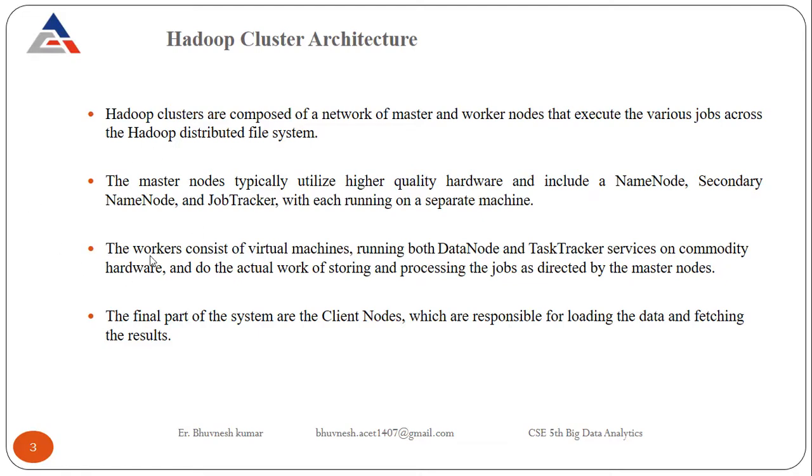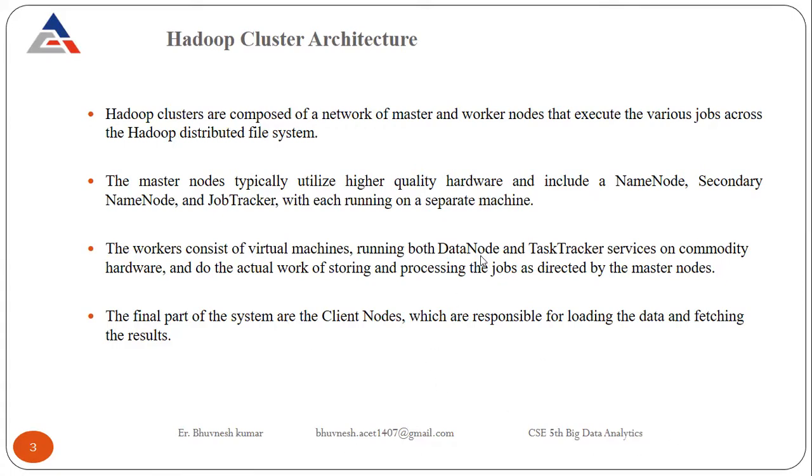Next point, the worker consists of virtual machines running both data node and task tracker, and here worker nodes are your slave nodes. They consist of virtual machines, meaning their system has a virtual machine with a Hadoop installation in it. That is why they can process the data that is divided by the master. They also run your data node as well as your task tracker.